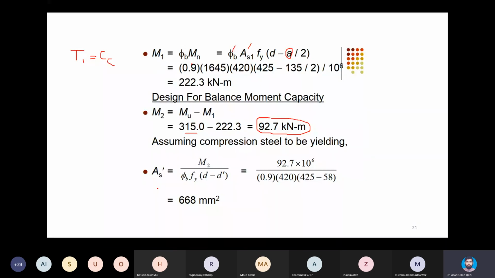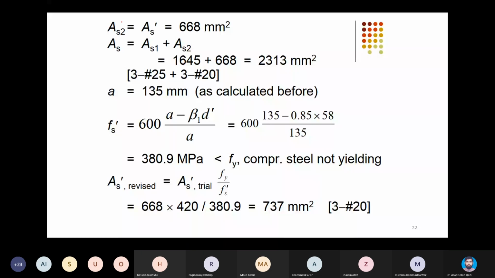So this surplus moment, I will try to get that additional capacity by making a couple between steel and steel. In making this couple, I am assuming that compression steel is at yield, and the lever arm between them is D minus D prime. Lever arm between steel and concrete was D minus A by 2, and between steel and steel is D minus D prime. And I got the AS prime, additional steel on the compression side, and the same amount of steel I must add on the tension side to get my total tension steel.